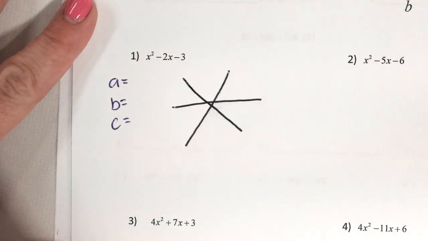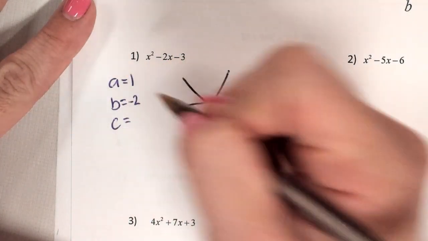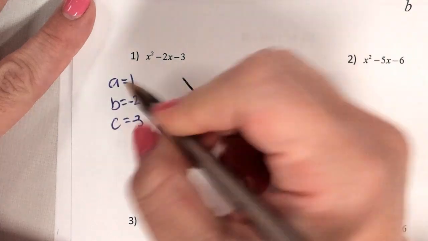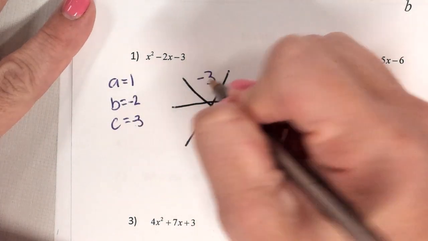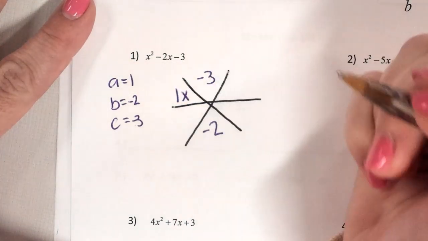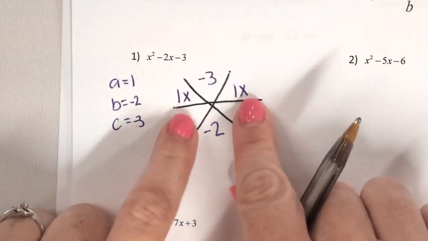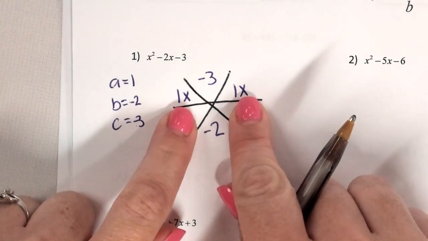Well, what's A? What's B? And C? So A times C is -3. B is -2, which goes on the bottom. A is 1, so it's 1 with your variable x, 1x. And these will always match, and they'll always be your A with your variable.